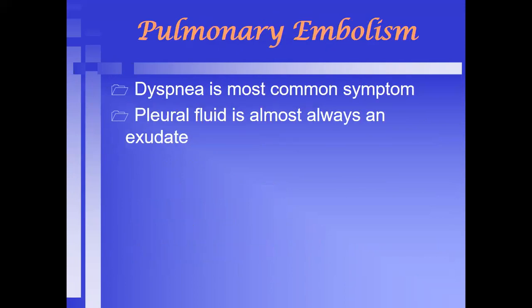Next is pulmonary embolism, with dyspnea as the most common symptom. And pleural fluid for these cases is almost always an exudate. So you have localized factors because of that embolism in the vessels. However, sometimes patients can also have a transudative effusion because patients with pulmonary embolism also develop a form of right-sided heart failure.